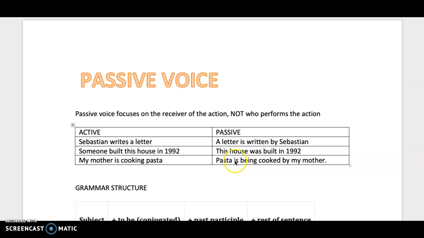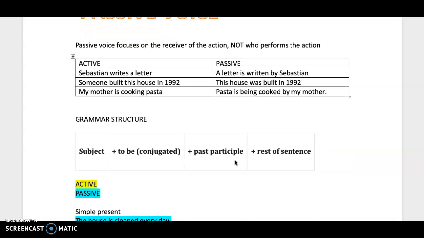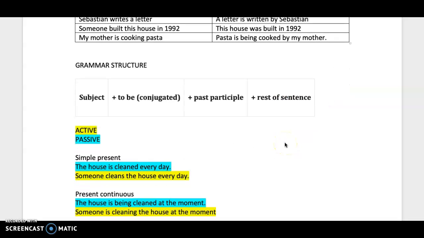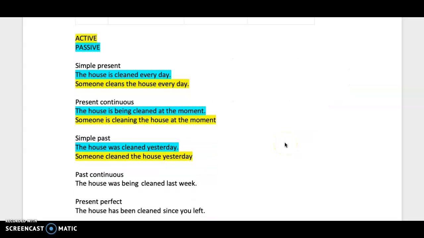So if you pay attention, the grammar structure that we use with passive voice is the subject, verb to be conjugated, the verb in past participle, and the complement. Pay attention again. Subject, verb to be conjugated, verb in past participle, and complement. Okay? Here we have some examples.